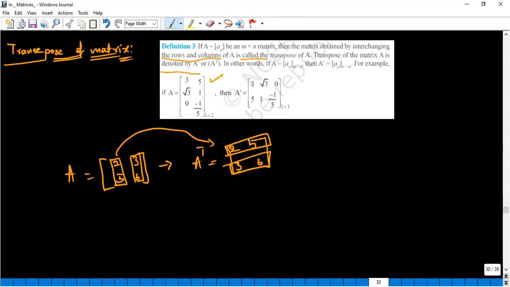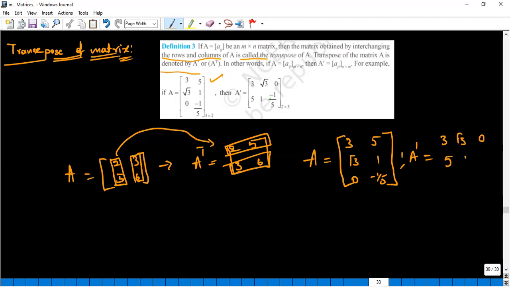You can see one more example predefined here. It is 3, 5, root 3, 1, 0, minus 1 by 5. This is A. We can write A dash, where the rows become columns: 3, root 3, 0, 5, 1, minus 1 by 5. This is A transpose. That's it. Nothing much is there about it. Just understand the basic definition and how to find the transpose of a matrix.